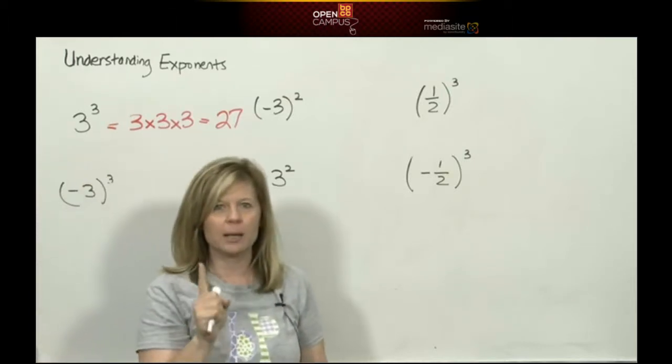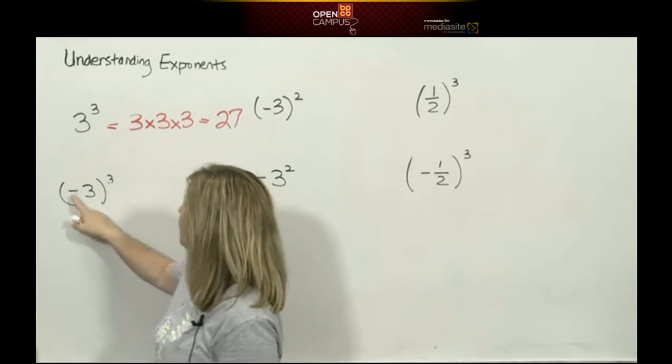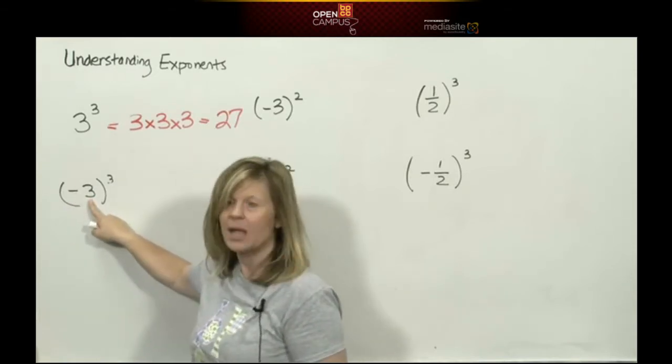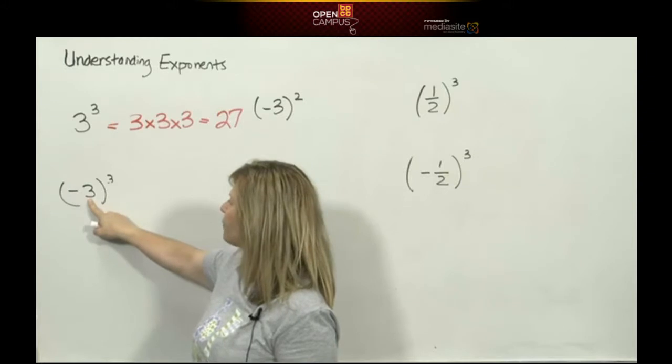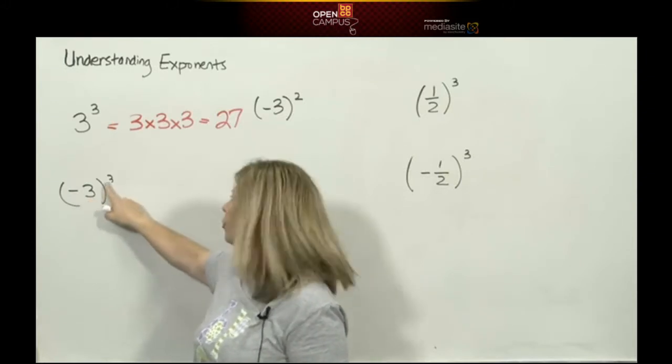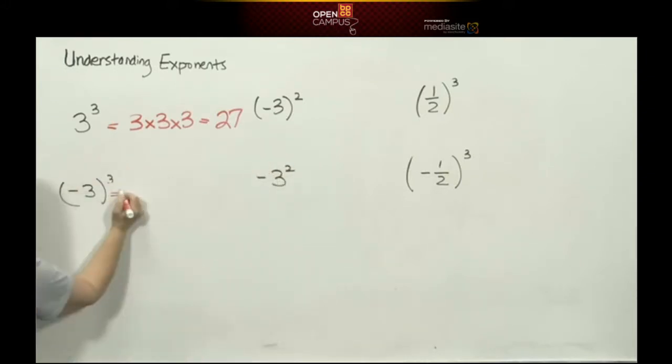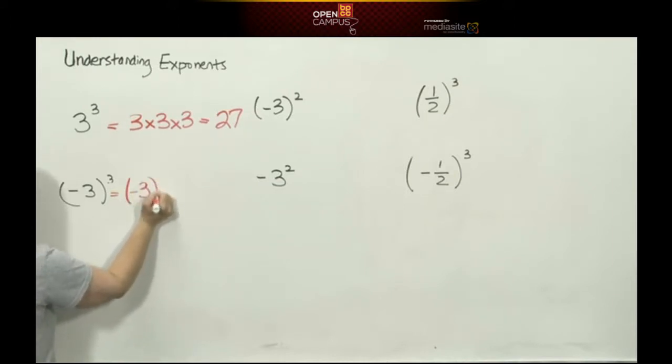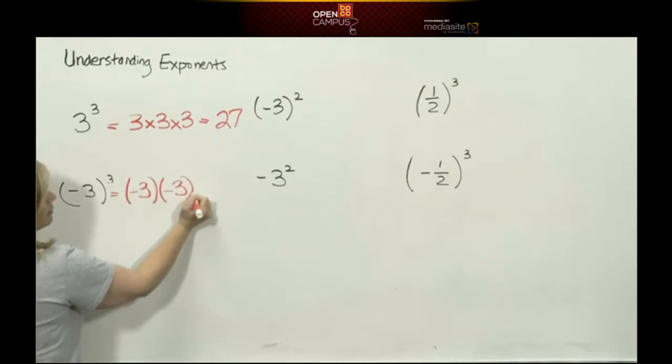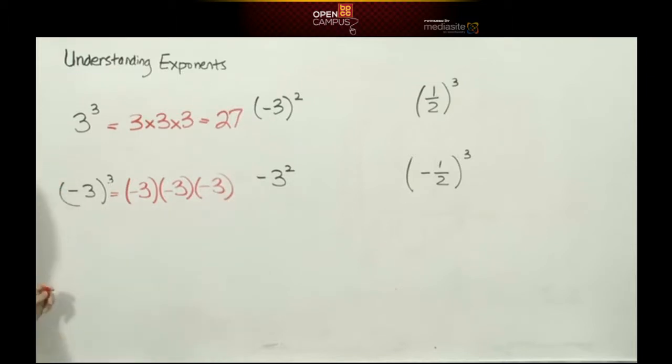If I write this expression, negative 3 cubed, you see the parentheses? Parentheses are extremely important. This tells me my base is negative 3. And I want to take my base negative 3 and I want to multiply it 3 times. So I would rewrite this as negative 3 times negative 3 times negative 3. Make sense? And then I do it.